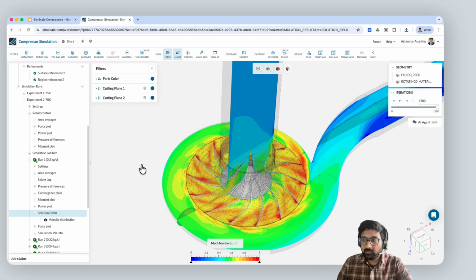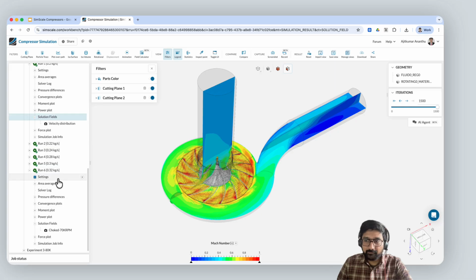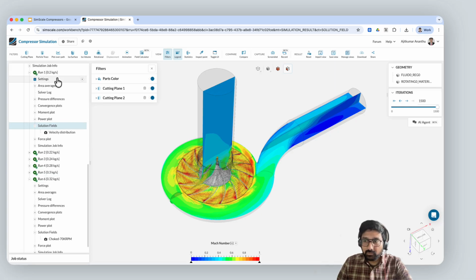If you want to find out until which point the compressor can act normally, you can run this for multiple flow rates. In this case, we have run the flow rates ranging from 0.2 to 0.32 kilograms per second. In order to understand a choked flow in a compressor, you should be able to see and plot the Mach number for different operating points.